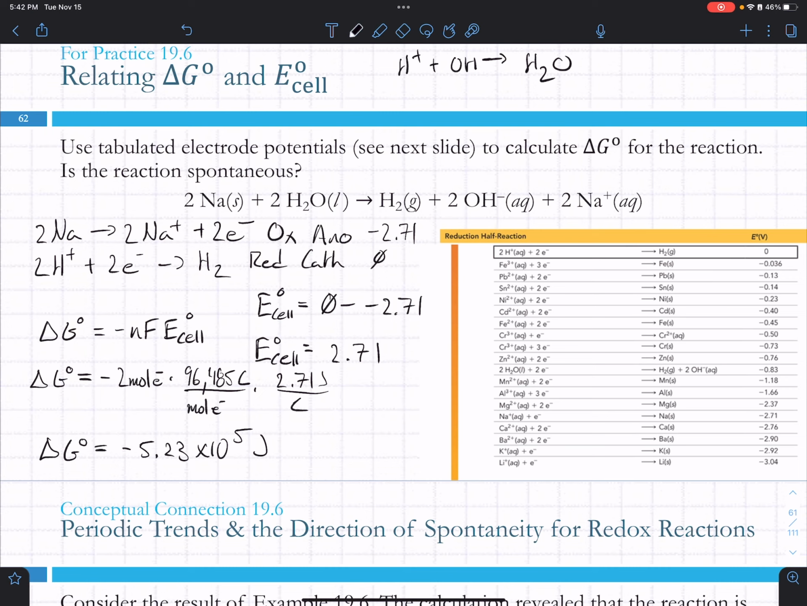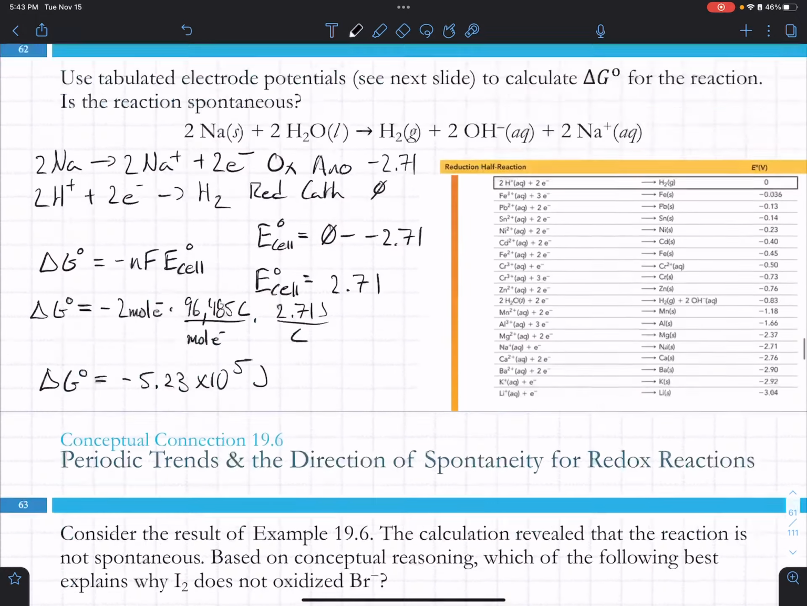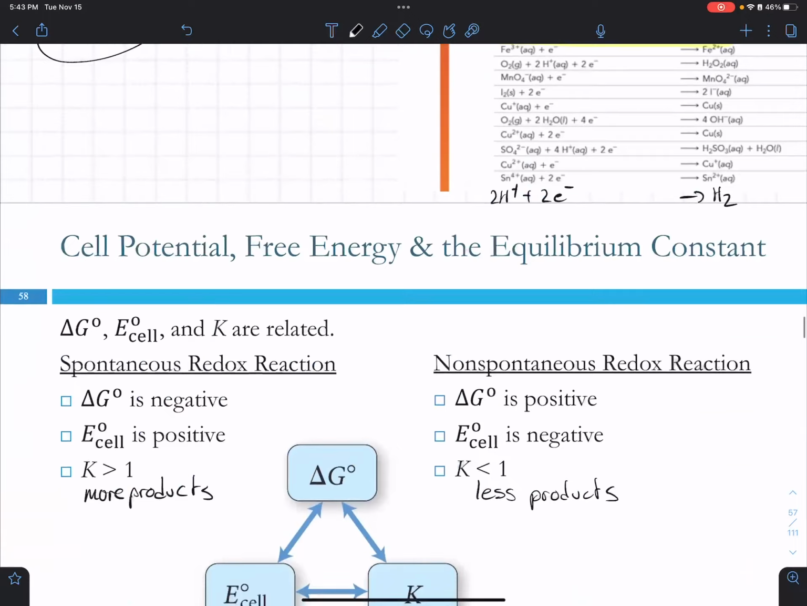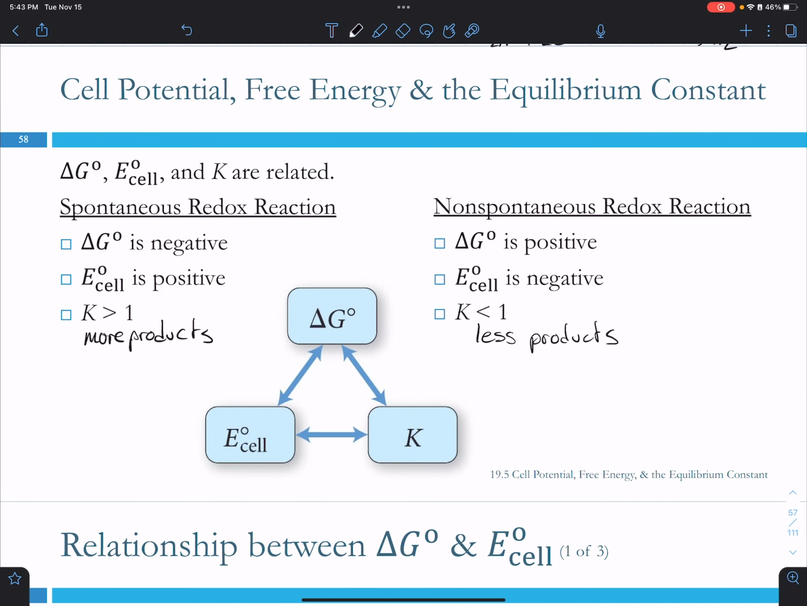And then just thinking about this also conceptually, it makes sense that delta G is negative because our E cell is positive. So if the E cell is positive, that means it has to be spontaneous. So then delta G should be negative. We haven't talked about the relationship of K yet. Oh, we kind of did. All right, so then K should be greater than 1.